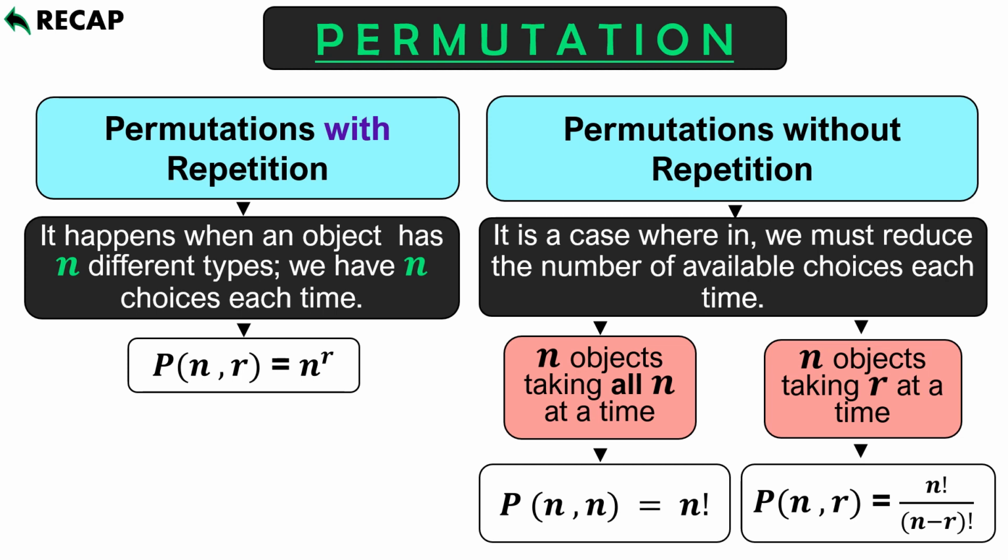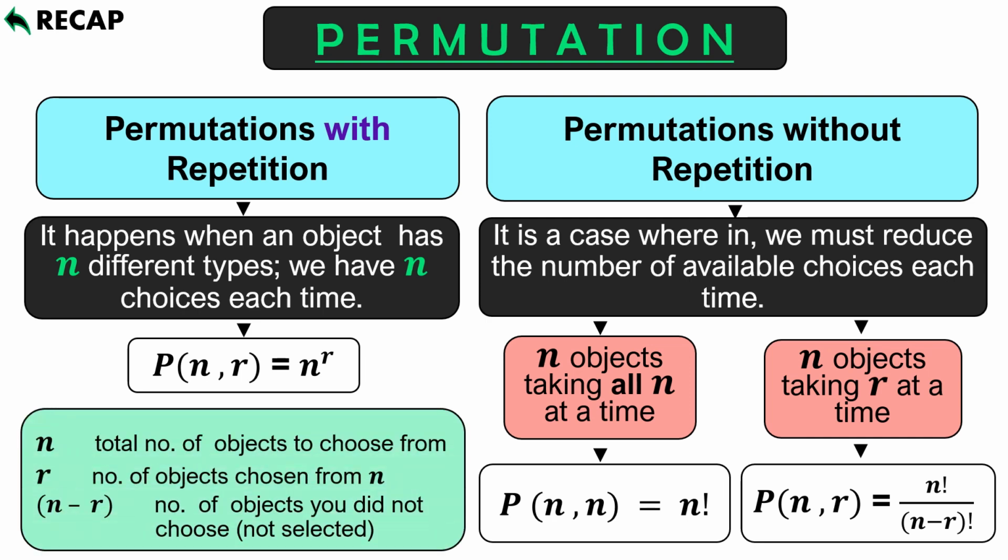And for the permutation of n objects taking r at a time, the formula is n factorial divided by n minus r factorial. So, ginagamit ito kung fewer or iilan lang yung number of objects na sinelect mo at i-arrange mo out of the total number of objects, and that is represented by r. Again, n is the total number of objects to choose from. r is the number of objects chosen from n. And n minus r is the number of objects you did not choose or not selected.